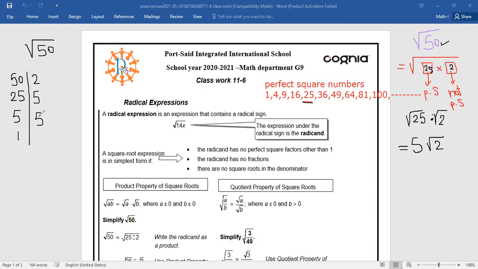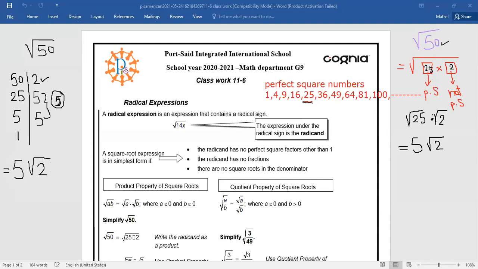Now we will choose the number which we repeated 2 times. Where is the number which we repeated 2 times here in this question? 5. Yes, so from the 2, I'm going to take only one 5, and I'm going to put it outside. So this one is 5. The number without a partner, I'm going to keep under the radical sign. So the answer will be 5 square root 2.